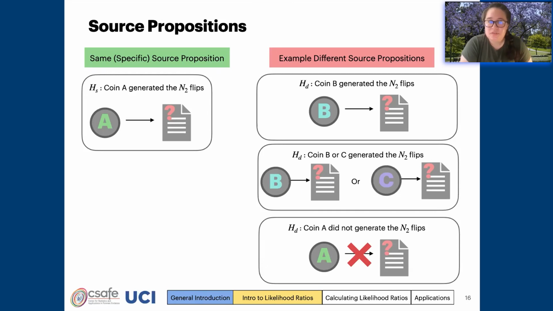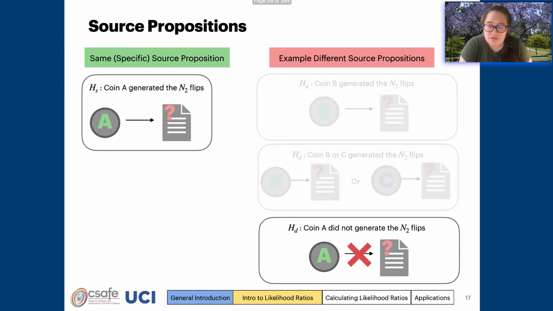But we'll stick for this webinar to the same specific source proposition. And we will also hone in on this last different source proposition where we say that coin A did not generate the N2 flips.